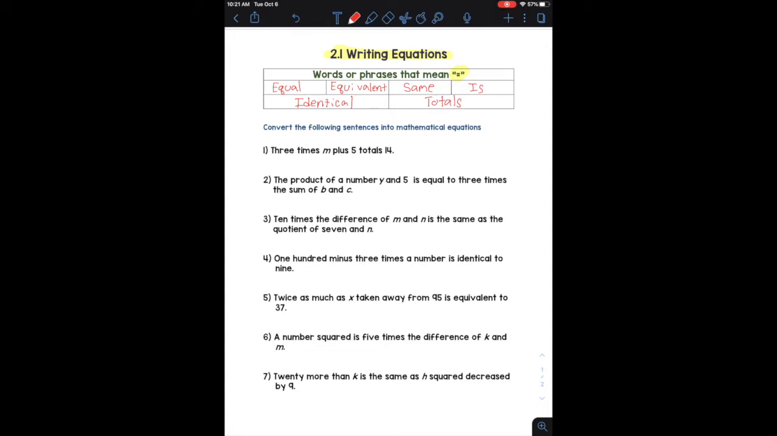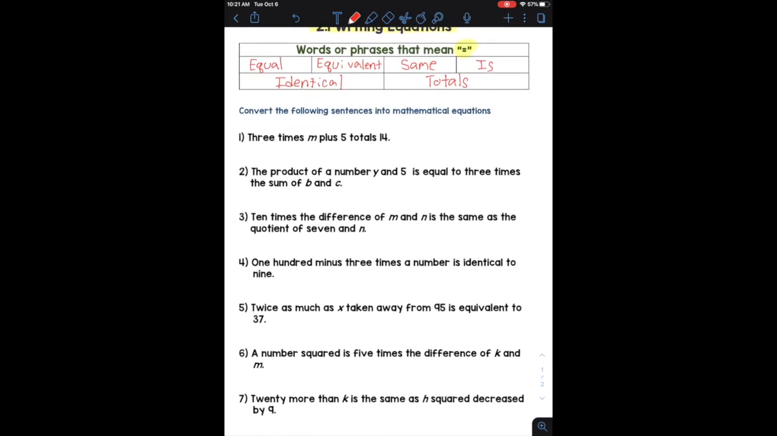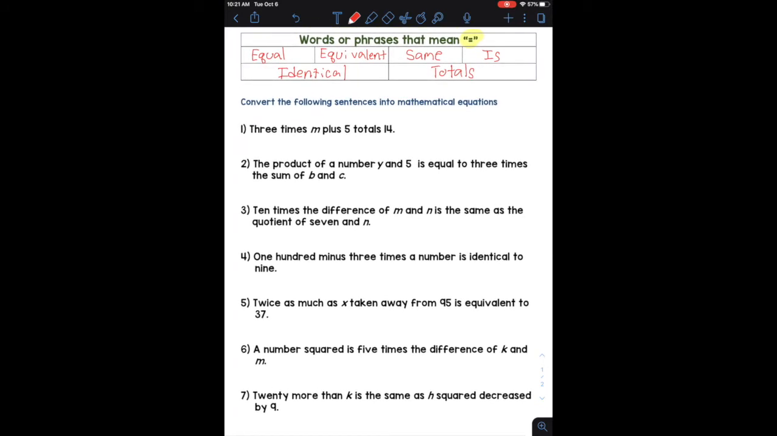We want to find these words first in the sentence because then everything to the left of that word will go to the left of the equal sign in the equation we will write, and everything on the right will go on the right. So let's take a look at number 1.